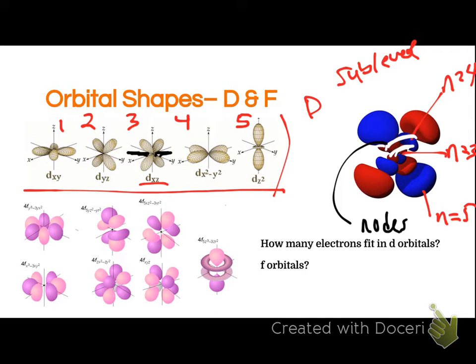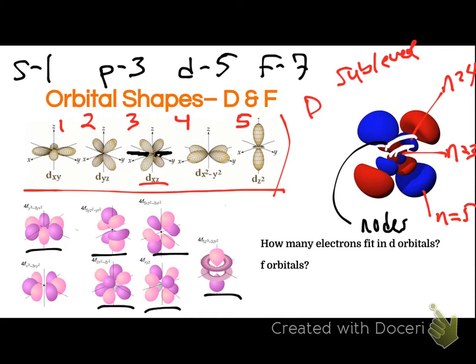Anyways, so we have 5 shapes in the D sublevel. What's interesting too is that each one of these shapes that we have found, so the S has 1 shape, P has 3 shapes, D has 5 shapes, and the F has 7, right? So 1, 2, 3, 4, 5, 6, 7.